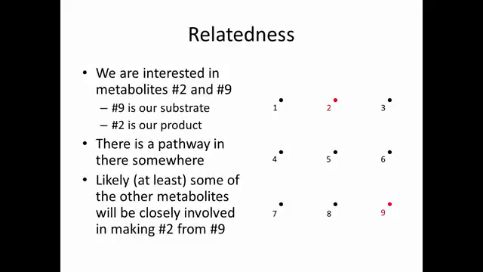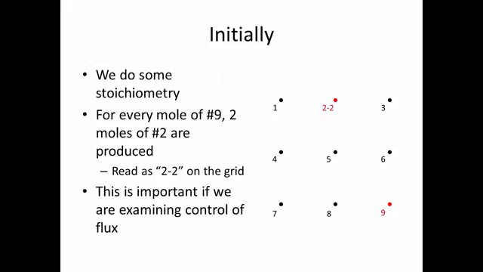Okay, so we have number 2 and number 9 as our metabolites that we're interested in. Number 9, let's say, is our substrate, and number 2 is our product. And there's a pathway in these 9 metabolites somewhere. Likely, at least some of these metabolites will be closely involved in making number 2 from number 9, and that means that those metabolites are intermediary metabolites that are part of the pathway. So that can be pretty much where we would want to start, to at least define the pathway.